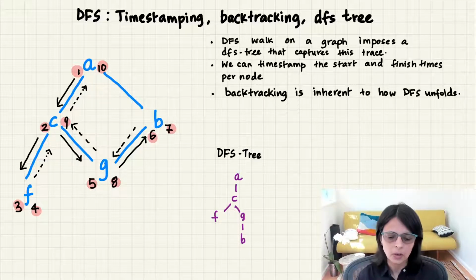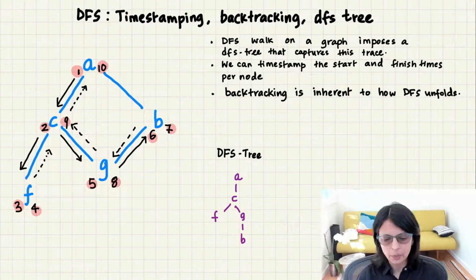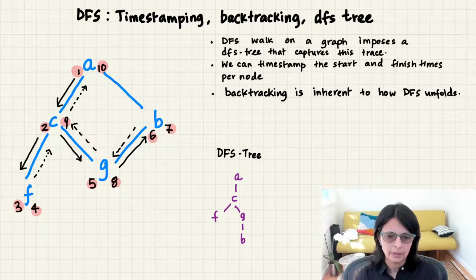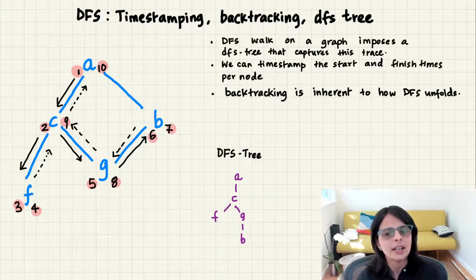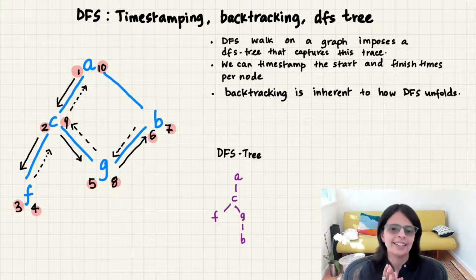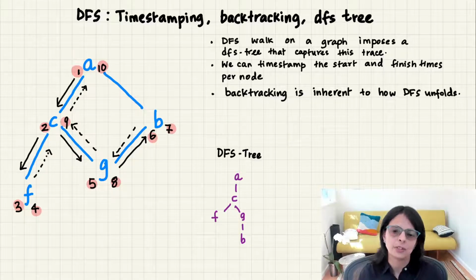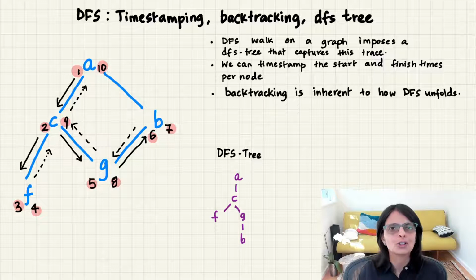Backtracking, as you already saw in the working of this particular example, is inherent to how DFS unfolds on a graph. It's not just a side effect of using recursive code to implement DFS. I would say backtracking is so inherent to how DFS unfolds, and recursion is just a beautiful fit for it. So backtracking and recursion are just an excellent fit for the nature of DFS.